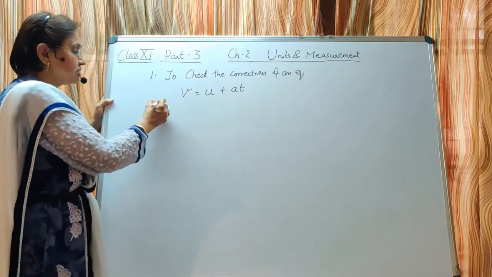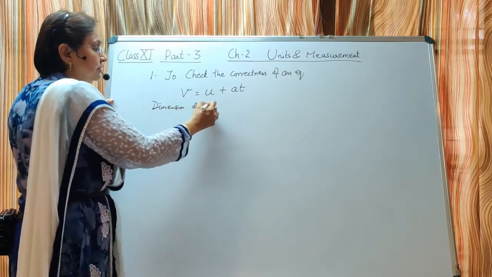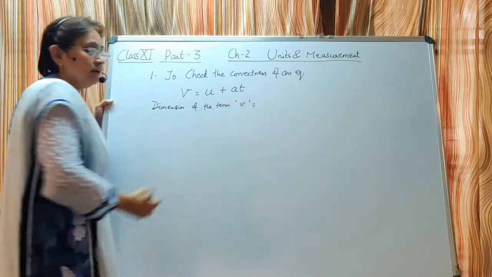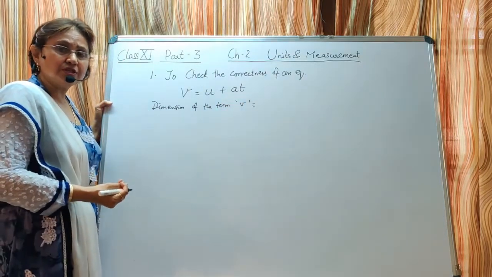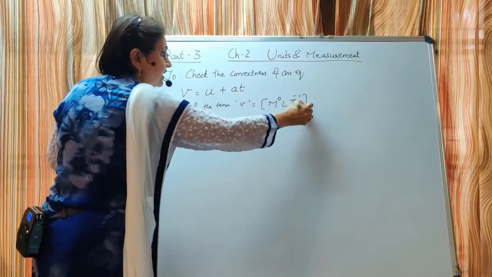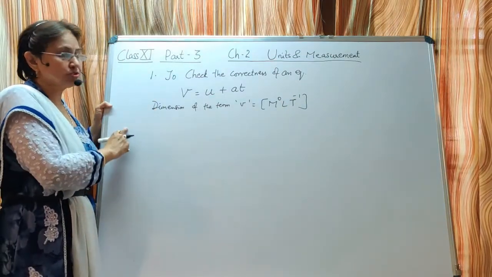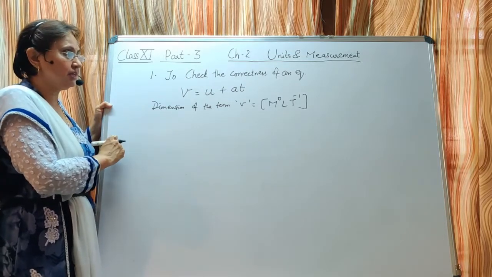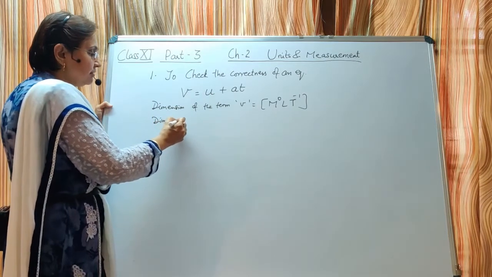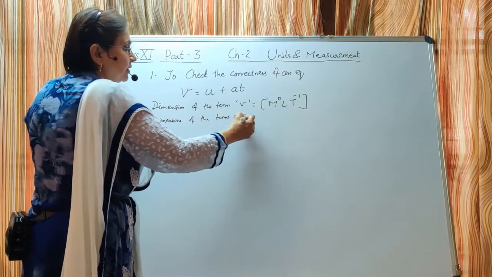Now let's see the dimensions of the term on the left hand side, that is V. As we know, it is velocity, and velocity has a dimension M0 L T raised to the power minus 1. So the dimension on the left hand side is M raised to the power 0, L raised to the power 1, T raised to the power minus 1. Now let's check the dimensions of the terms on the right hand side.